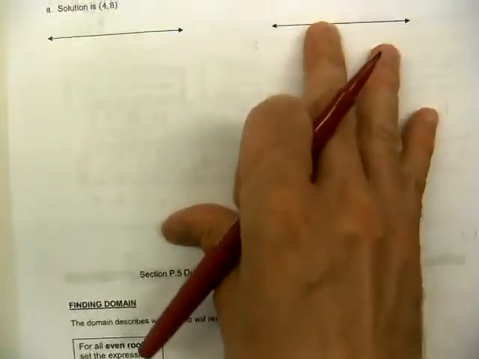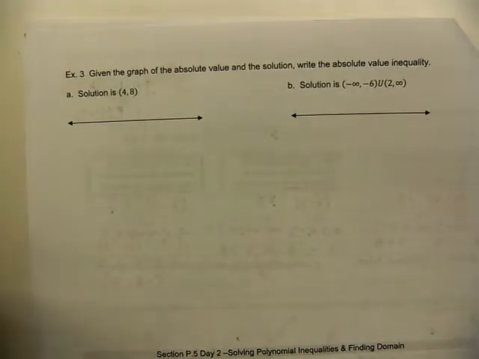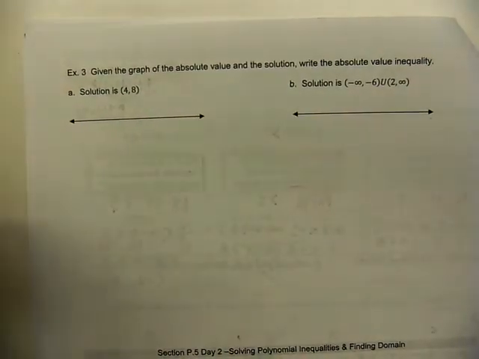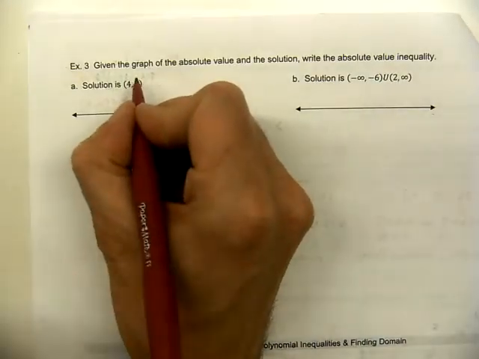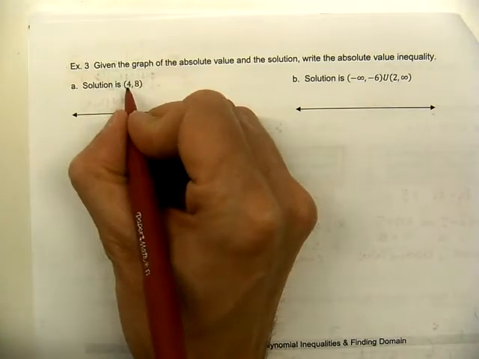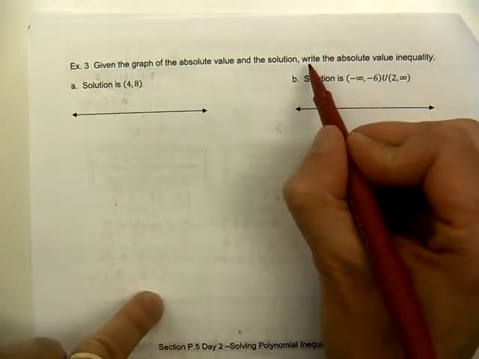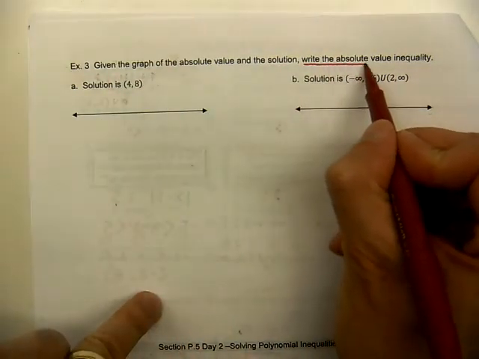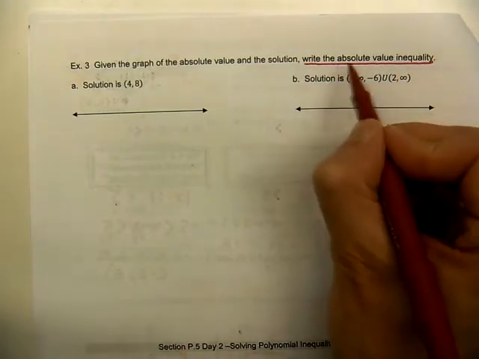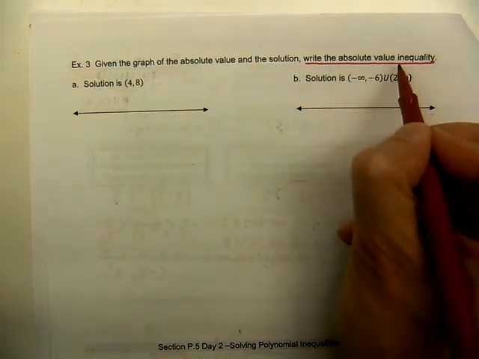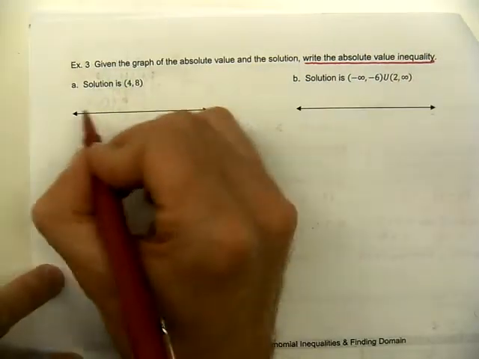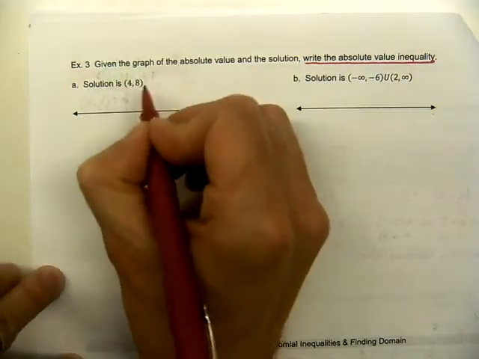I'm going to the next page. And we've got them here at the top. All right, so what we're really given is the solution. This is the solution interval. So the solution interval in part A is going from 4 to 8. And what we really want to do here is write the absolute value inequality. So that means we have to have absolute value signs, and we have to pick whether it's a less than or a greater than sign. So let's use a picture to help us figure out the information we need.